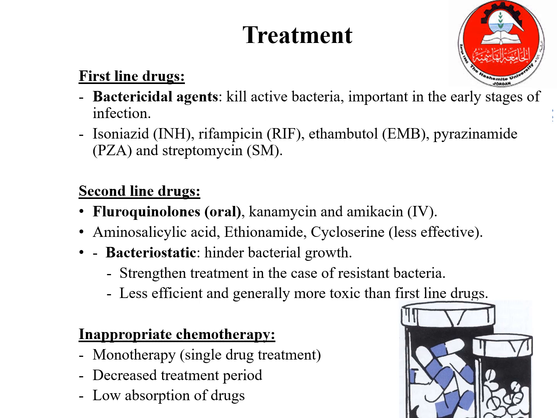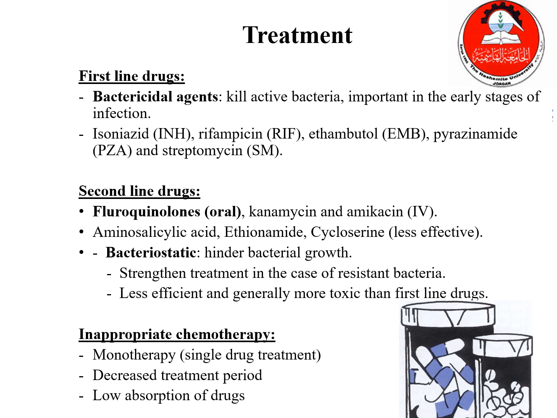So the first line drugs are bactericidal drugs. They include isoniazid, rifampicin, ethambutol, pyrazinamide, and streptomycin. For the second line drugs, we have the oral drugs such as fluoroquinolones. We have the intravenous drugs such as kanamycin and amikacin. And we have the less effective drugs such as cycloserine, ethionamide, and aminosalicylic acid, which are considered bacteriostatic. They hinder the bacterial growth. And as we said, if resistance develops to the first line drugs, second line drugs should be used, but we need to extend the treatment period.